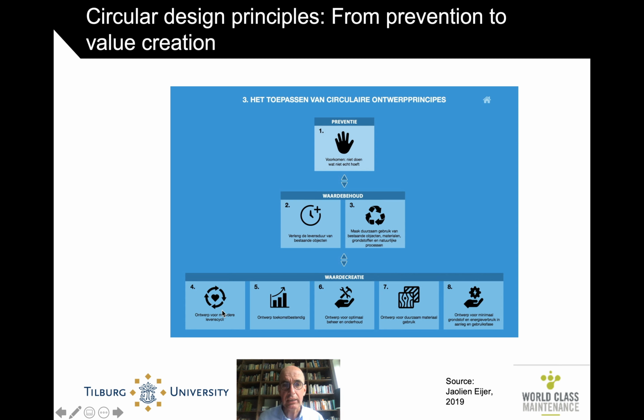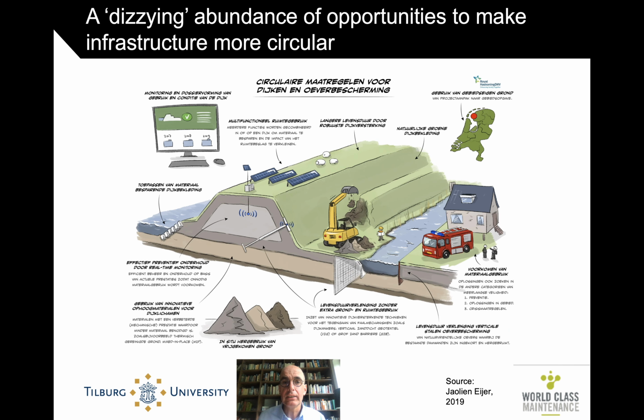But you can also say, hey, can we not design for multiple life cycles? Can we not think ahead of what will happen afterwards? Can we not develop more future-proof? Can we optimize our maintenance, and can we use sustainable materials? So it's much more from a let's not do things that we don't have to do towards let's do things that we could do. And if you then translate it to the practical, you might get dizzy. It's almost an embarrassing abundance of opportunities that you have here.